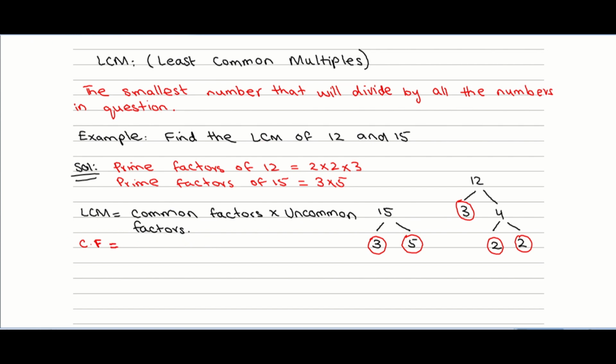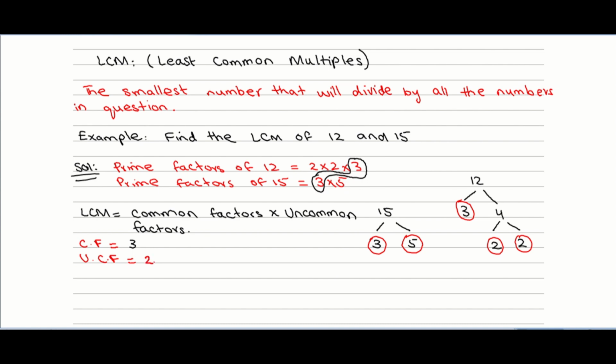So CF is for common factors. We can circle them. You see 3 and 3 are common in both the numbers, so our common factor is 3. You don't have the 2 here, so you only have 3 as a common factor. Now we will find the uncommon factors. Uncommon factors are 2, 2 and 5, because 12 has only 2 and 2, and this number only has 5.